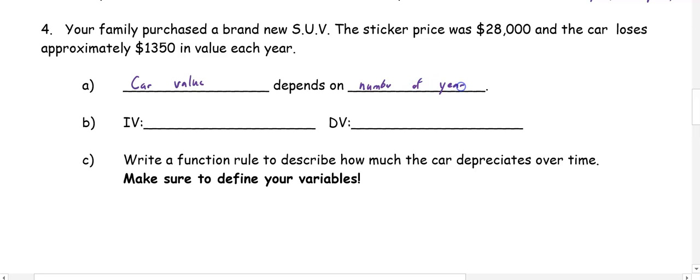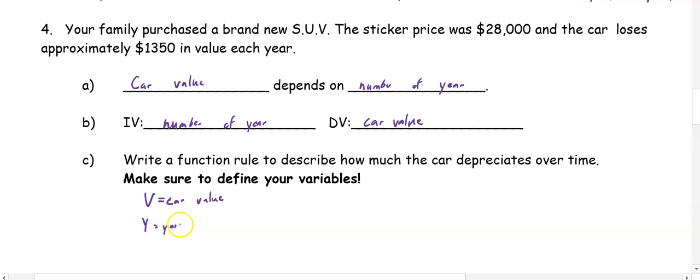Right? The older a car is, the more you own it, the less it's going to be worth because you've been driving it, it's been exposed to the elements, people have been in and out of the car, food, stuff like that. So, your independent variable here is the number of years, and our dependent variable is the car value. If I want to have a function rule, I would use V for the car value, and I'm going to use Y for the number of years.